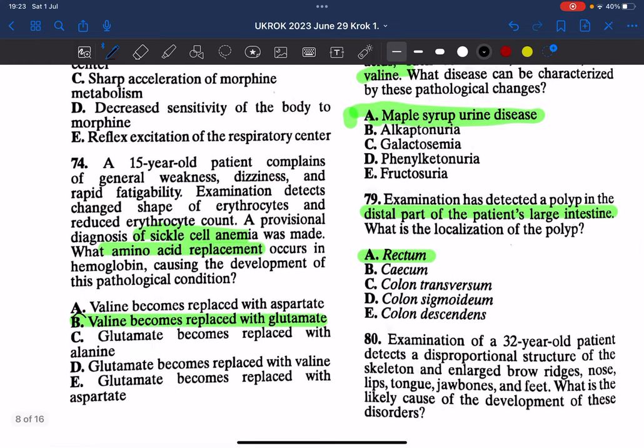This question is also from 2020: sickle cell anemia, how does it happen? Valine becomes replaced with glutamate. No, sorry, this answer should be glutamate becomes replaced with valine. And that's how sickle cell anemia happens, through amino acid replacement.